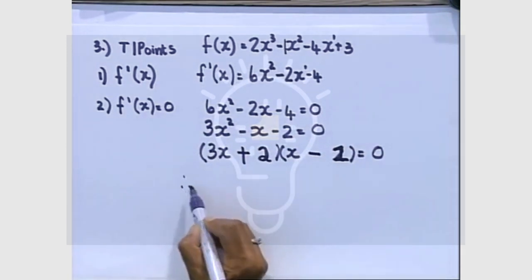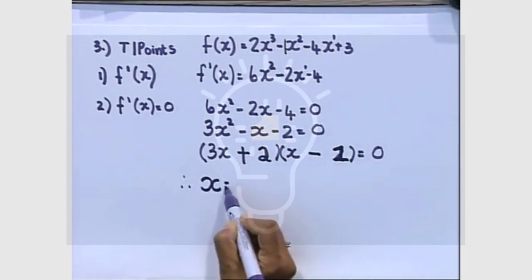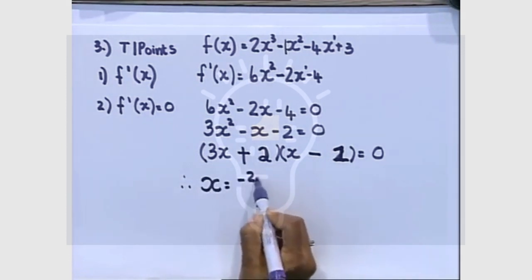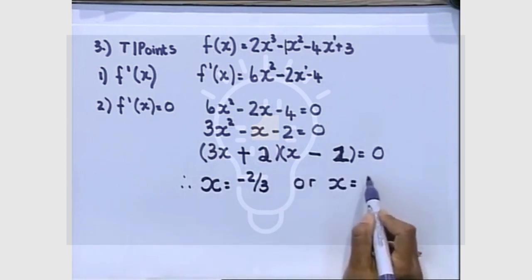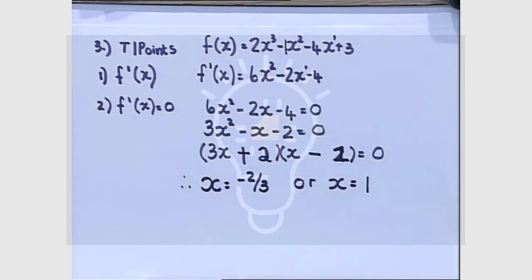So what are the x coordinates of your turning points equal to? Take the 2 over, negative 2 over 3, or x is equal to 1. Now, Annalise, you already said that, the one turning point is equal to 1, and that is 0. Beautiful.